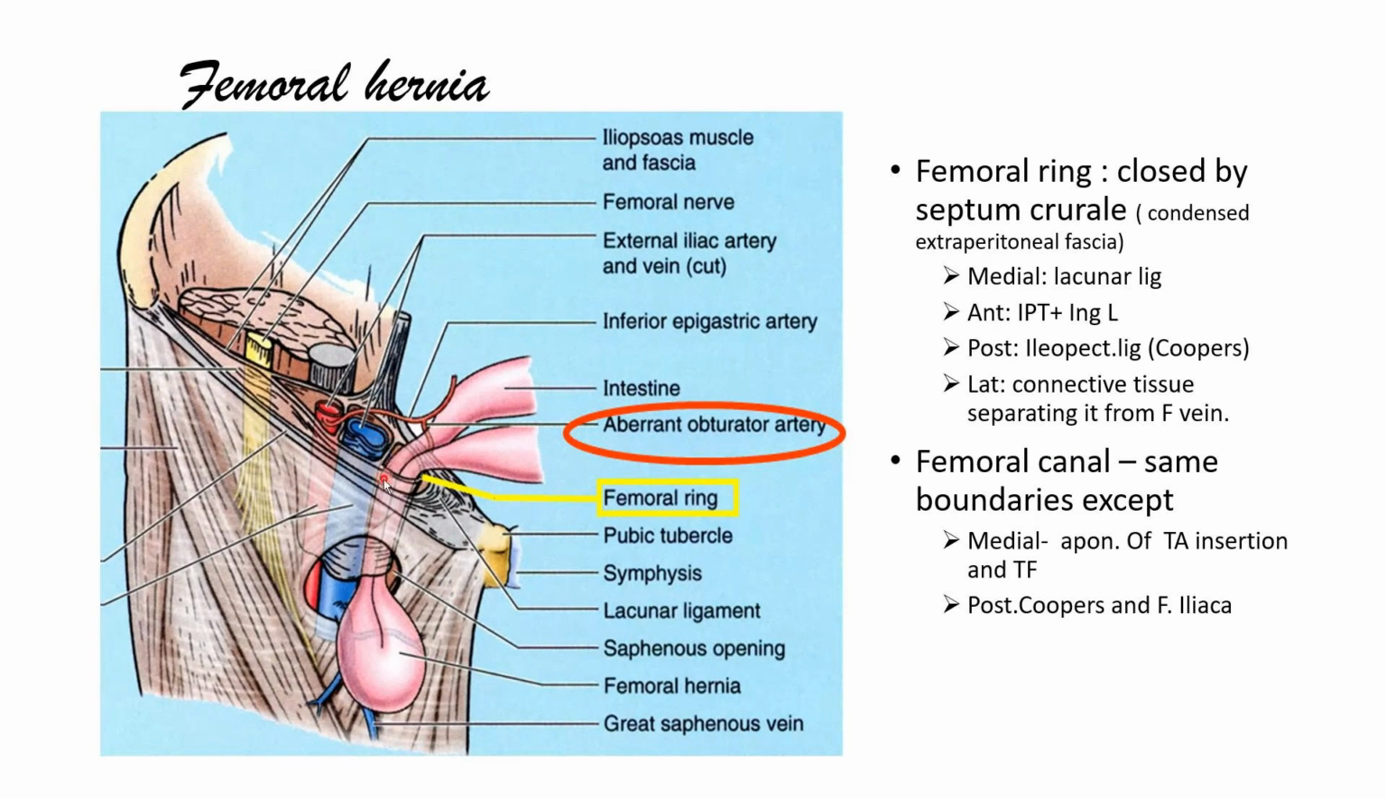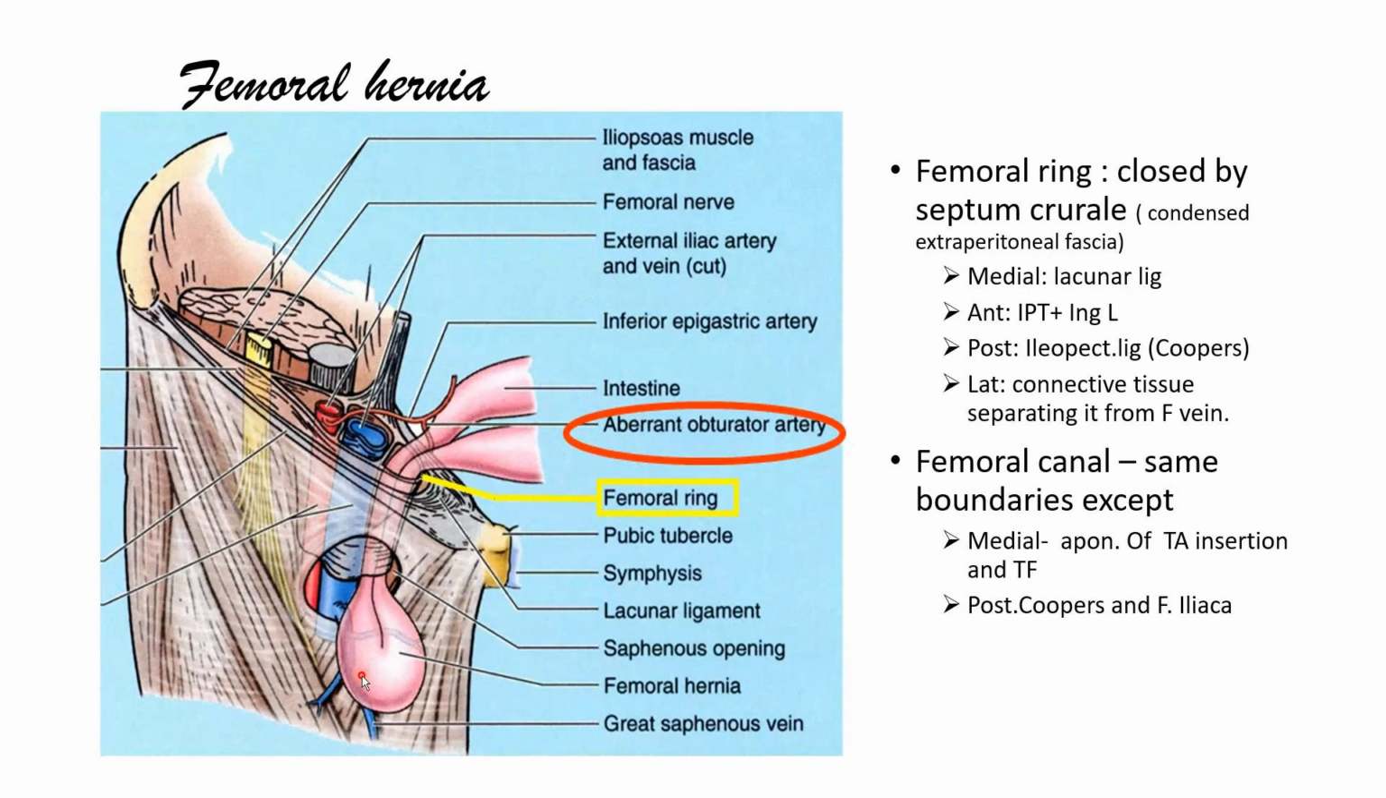The canal is from here to here. So we look at the canal medially. You have the rectus abdominis insertion and transversalis fascia, and posteriorly the Cooper's ligament and the fascia iliaca. This is the area from where you have the exit of the bowel loop, and this is the femoral hernia which is exiting. A very, very good picture. That's why I showed you.